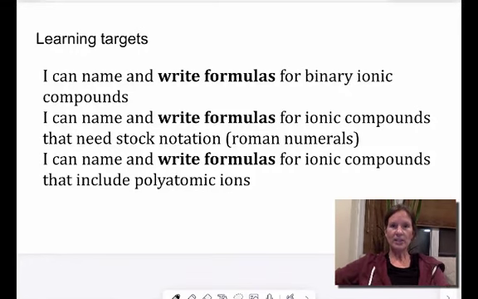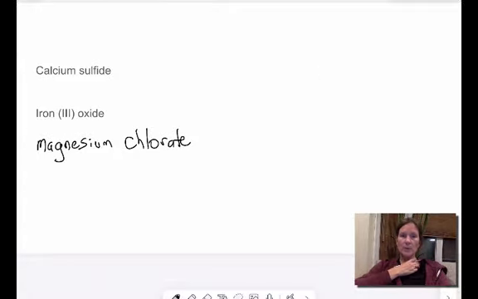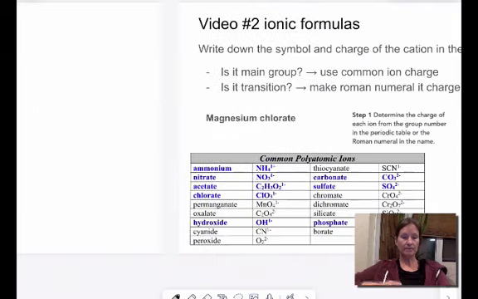This video will focus on the learning targets having to do with the ionic part of naming. Specifically, we're going to focus on taking a name for an ionic compound and writing the formula. We're going to focus on three examples as we go through: writing a formula for calcium sulfide, writing a formula for iron(III) oxide, and writing a formula for magnesium chlorate.